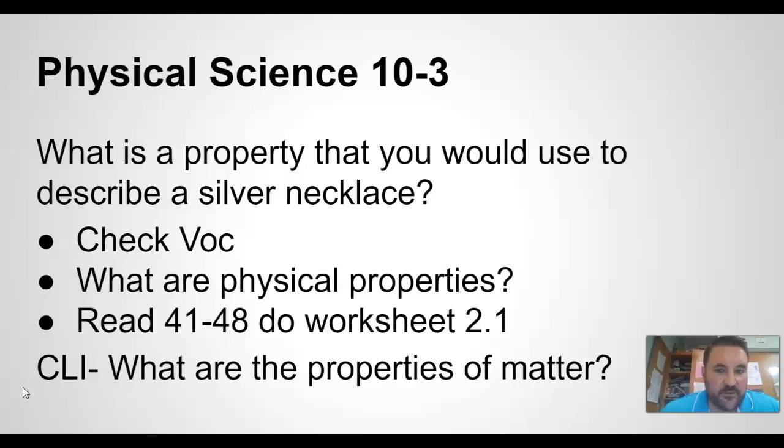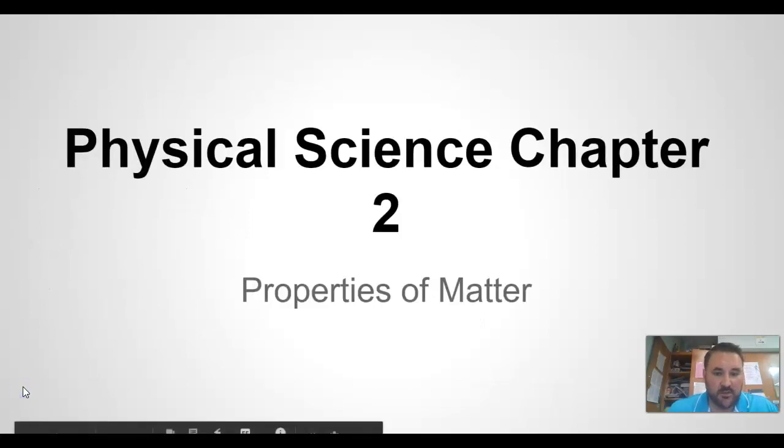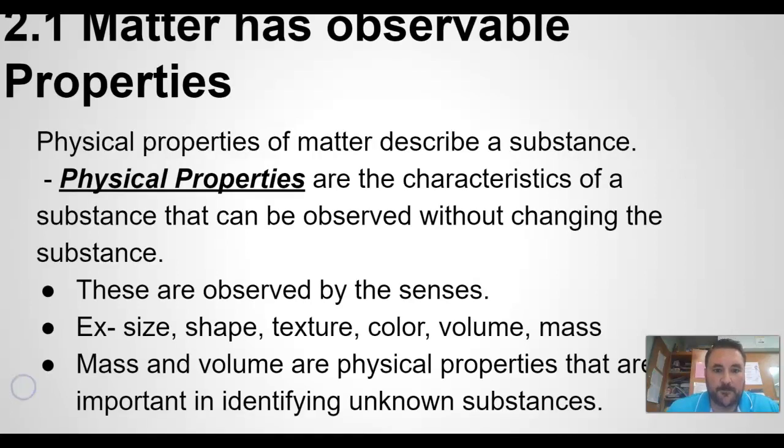We're going to start Chapter 2, and I want to talk about physical properties. One of your questions was what properties you would use to describe a silver necklace. Answers I've had in the past could be shiny, tarnished, thin, or heavy. Those are the types of things you would use, and we're going to have some homework tonight. It's 2.1 in your review.